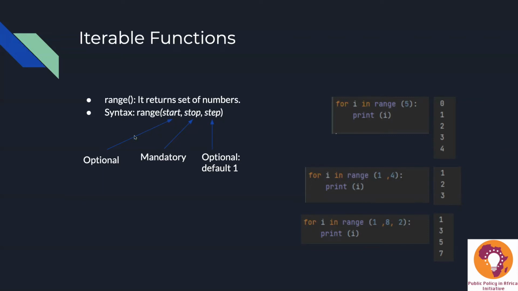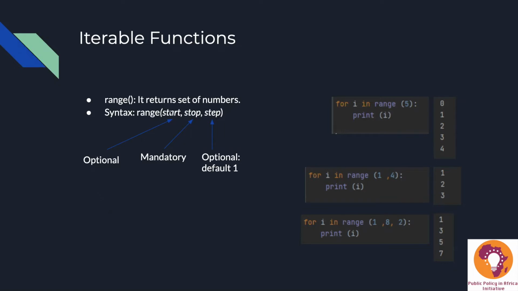So start is optional, it defaults to 0. Stop is mandatory, so regardless you have to specify it. And then step is optional, and it defaults to 1. In this case, for this loop, we have for i in range 5. Remember, the stop is exclusive, so we won't see 5 printed here when we iterate over all the values returned by range. We just print out 0, 1, 2, 3, 4 in this particular case.